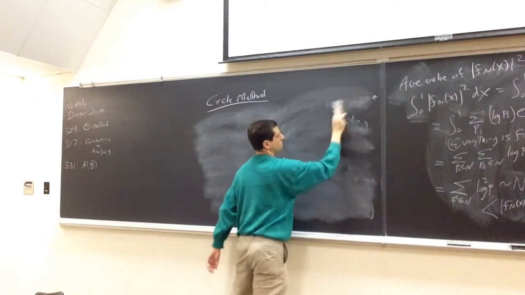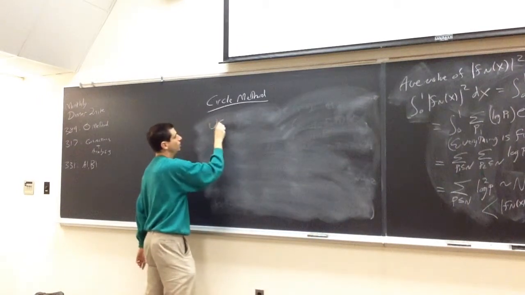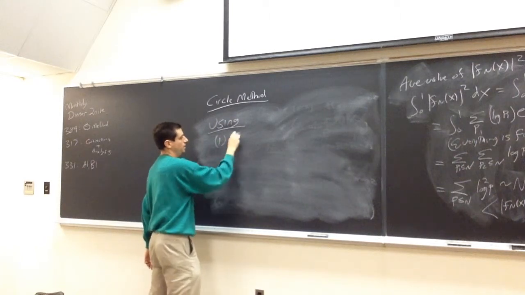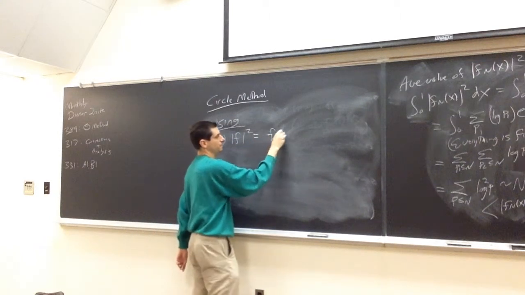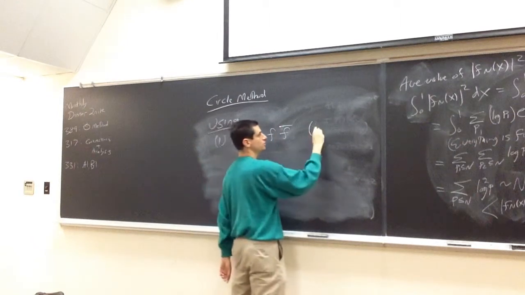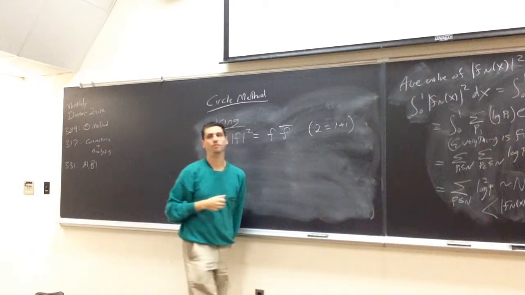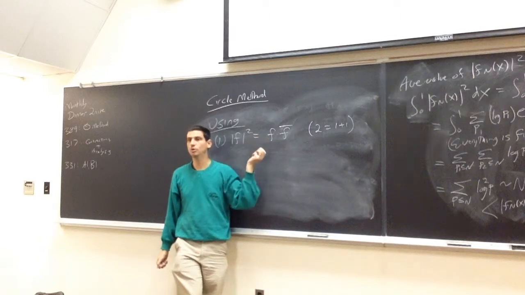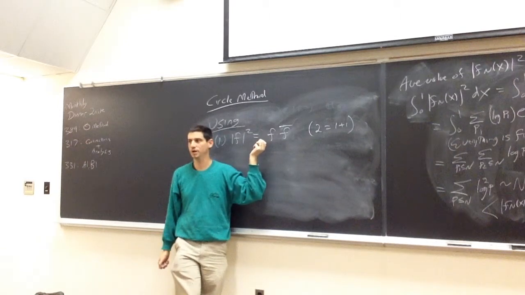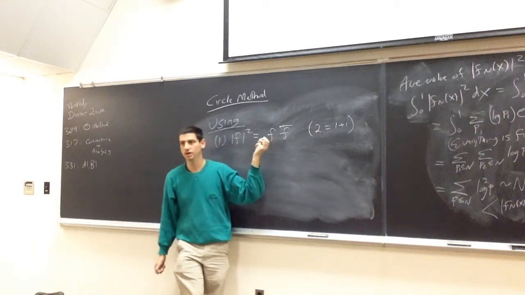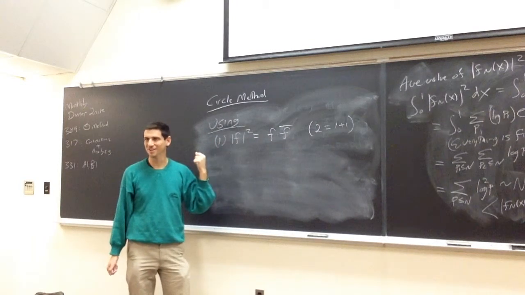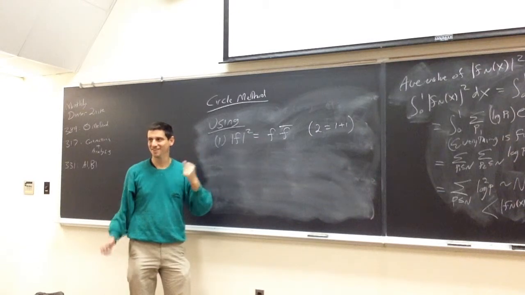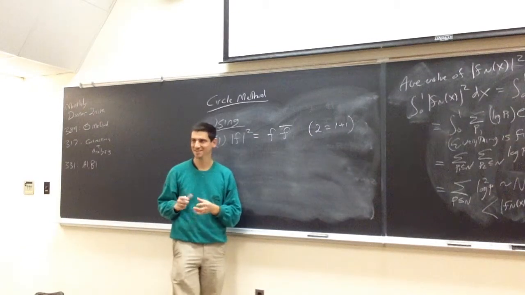And so we're using the following. 1. The absolute value of f squared is f times f bar. So this is 2 equals 1 plus 1. Instead of integrating the absolute value of f squared, what would be another good power of the absolute value of f to integrate? If I couldn't do f squared, 4. If I can't do 4, see, now we have a difference. Is it 6 or is it 8?